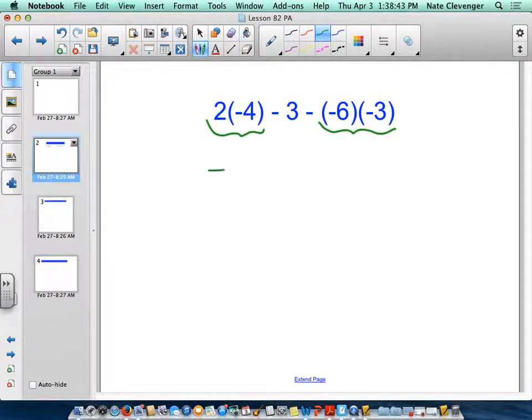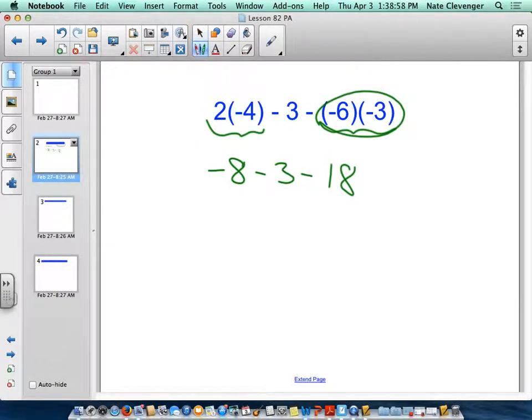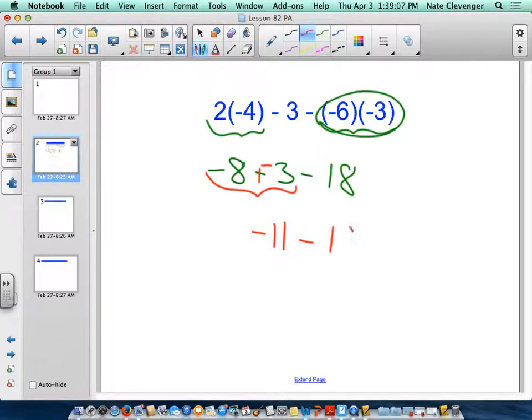Negative 8. I'm going to go ahead and bring my minus 3 down and then bring this minus down. Negative 6 times negative 3 is an 18. Positive 18, isn't it? Because of those two. Then we go through, I don't like subtraction, so I'm going to change my subtraction to addition and change the sign of the number that's after it. So negative 8 plus negative 3 is negative 11 minus 18. I still don't like subtracting much, so I'm going to change that and that. And that'd give me a value of negative 29. Okay.